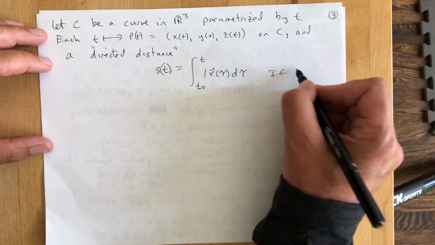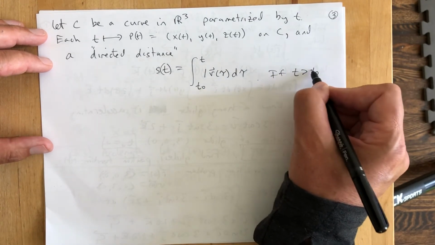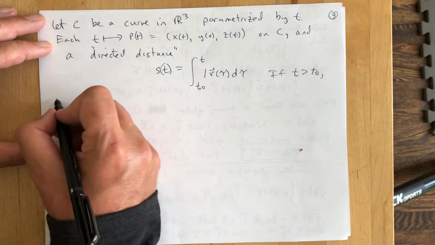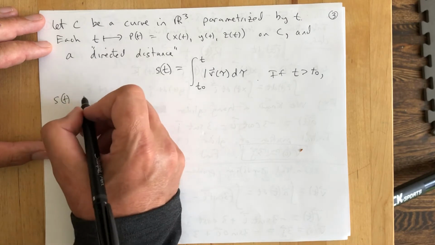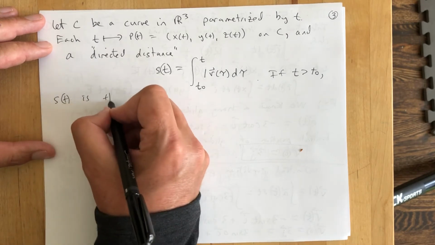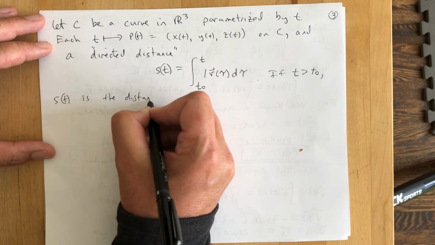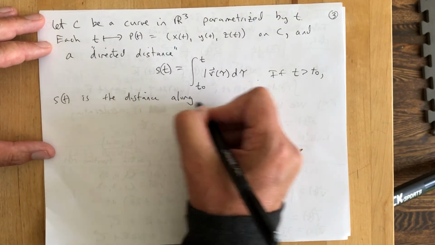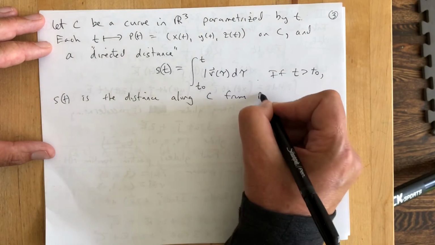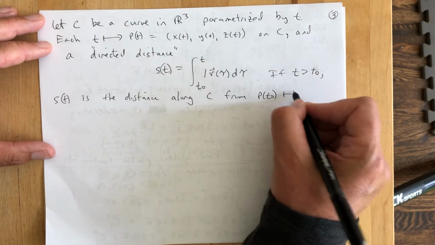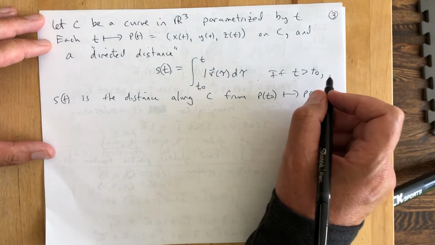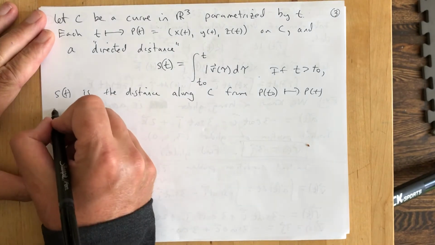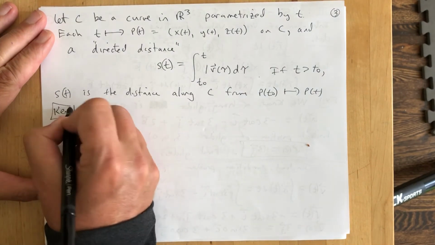Now, if t is bigger than t naught, which it always will be, this function s of t is the distance along the curve from p sub t naught to p sub t. And this is so weird, but this is a key point that we need.